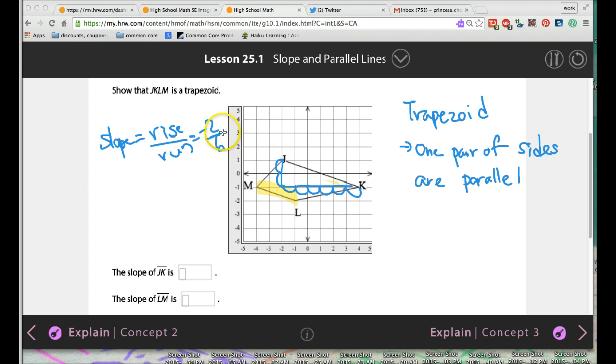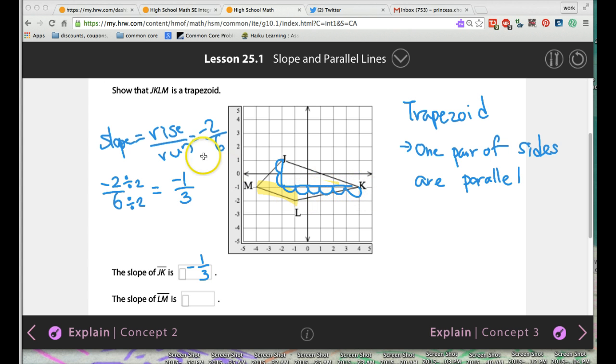So I could simplify this. -2 and 6 can both be divided by 2. That basically means I have -2 over 6, and I can divide the top by 2 and the bottom by 2. That's how we simplify. So I'll get -1 over 3, and that is my slope for JK, right?